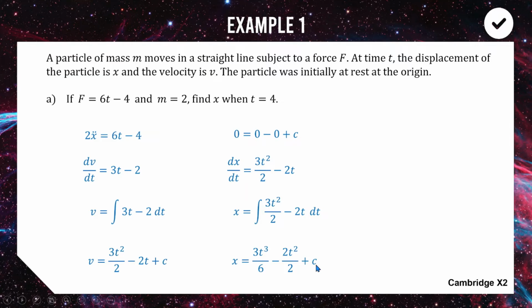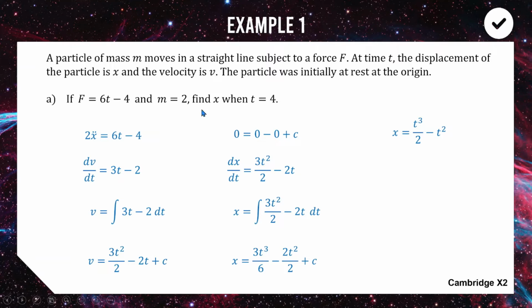another constant. Again, we'll use our conditions that initially when t equals 0, we're at the origin, so x is equal to 0. So this once again gives us that 0 equals 0 minus 0 plus constant, so the constant must be nothing, and we can just wipe it away. Simplifying our fractions, we get t cubed on 2, take away t squared.